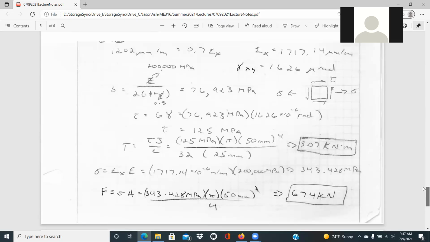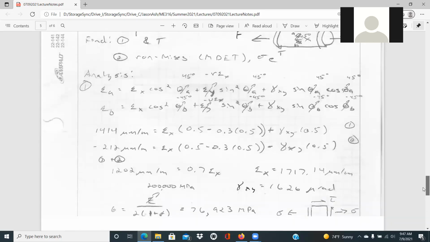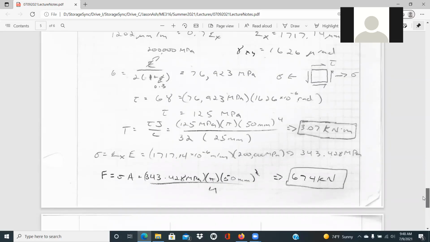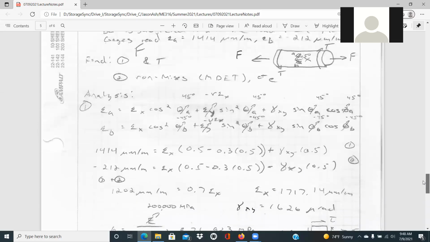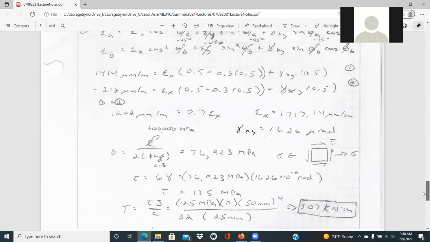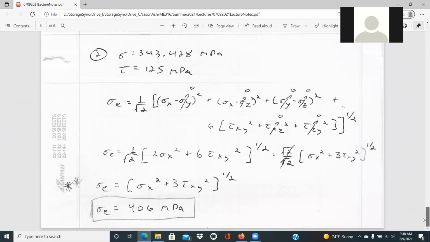And so we have those two answers for the torque and the force that would have caused that state of strain at that point. And then if you look at von Mises stress, again, our normal axial stress was 343.428 megapascals. Our shear stress is 125 megapascals.